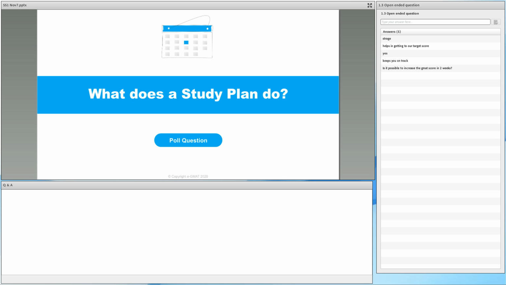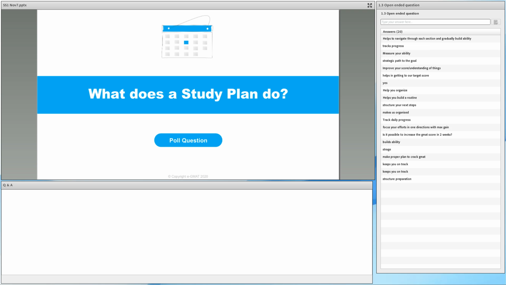Okay, at a very high level, it helps you get to your target score. I understand that, but how does it do that? In other words, if I were to give you 5 different study plans, each one of them will take you from a score of 550 to 750, how would you figure out which one's better? That's my question.